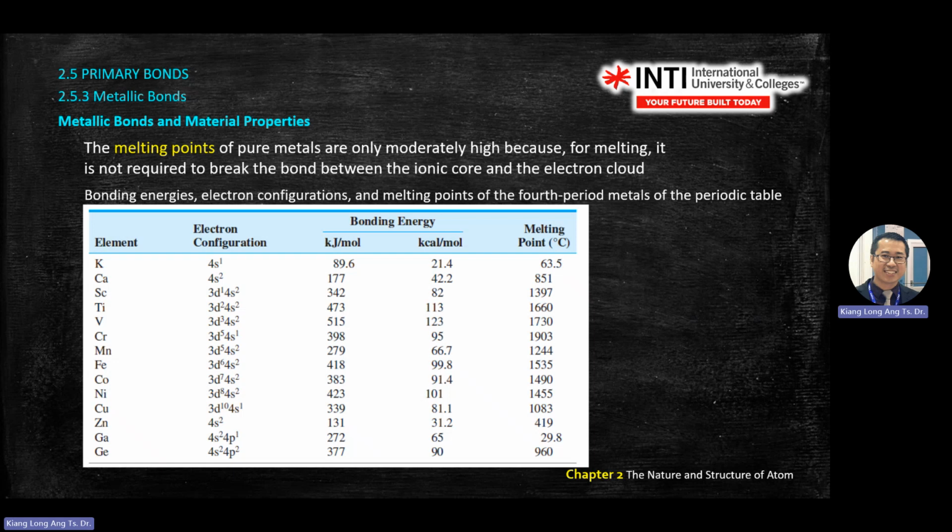And bonding energy, again, you have two columns. One is kilojoule, one is in Kelvin. Usually we don't use Kelvin in this module. Then melting point.